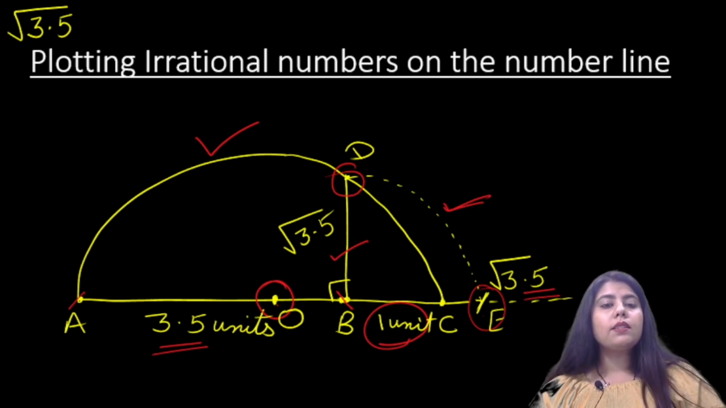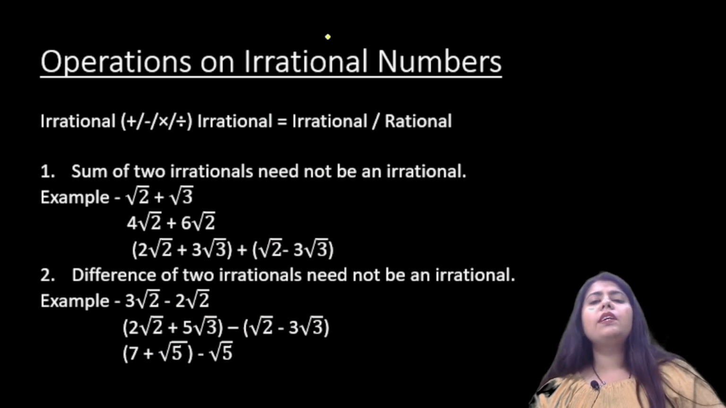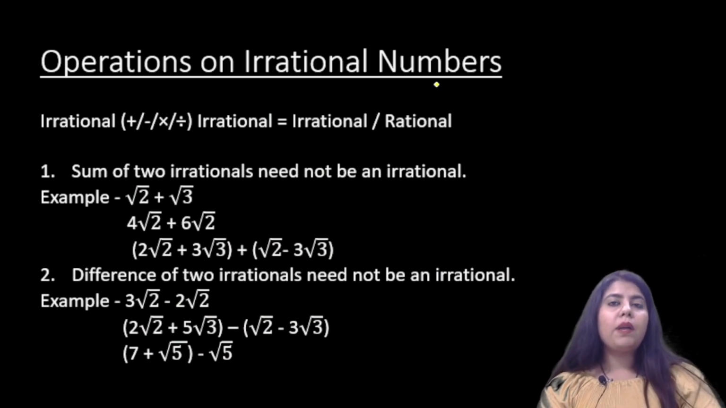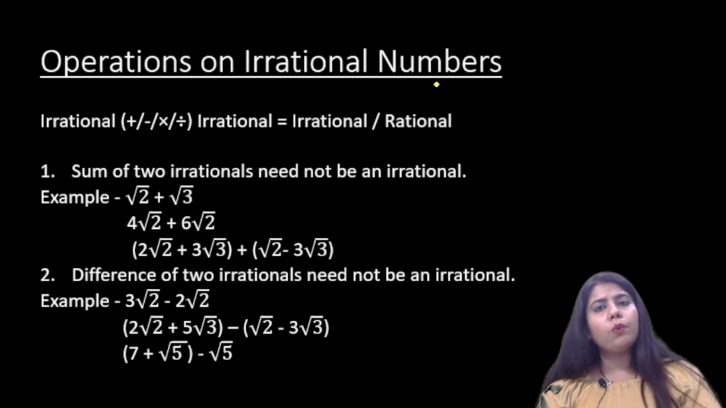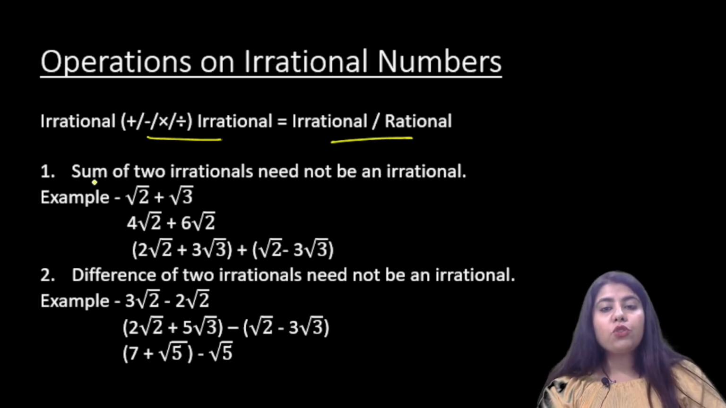Now next is operations on irrational numbers. When we apply operations on irrational numbers, like adding, subtracting, multiplying or dividing an irrational number with an irrational number, the result can be rational or it can be irrational. Like the sum of two irrational numbers need not be an irrational number. Like we have two irrational numbers, root 2 and root 3. Both are irrational, and hence their sum is also irrational.